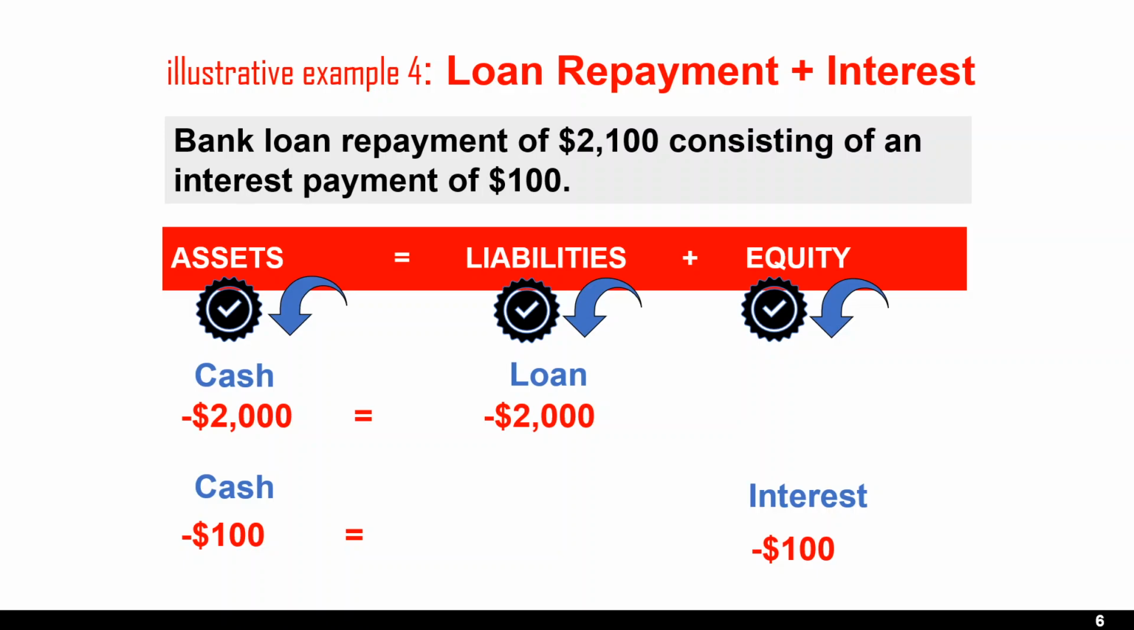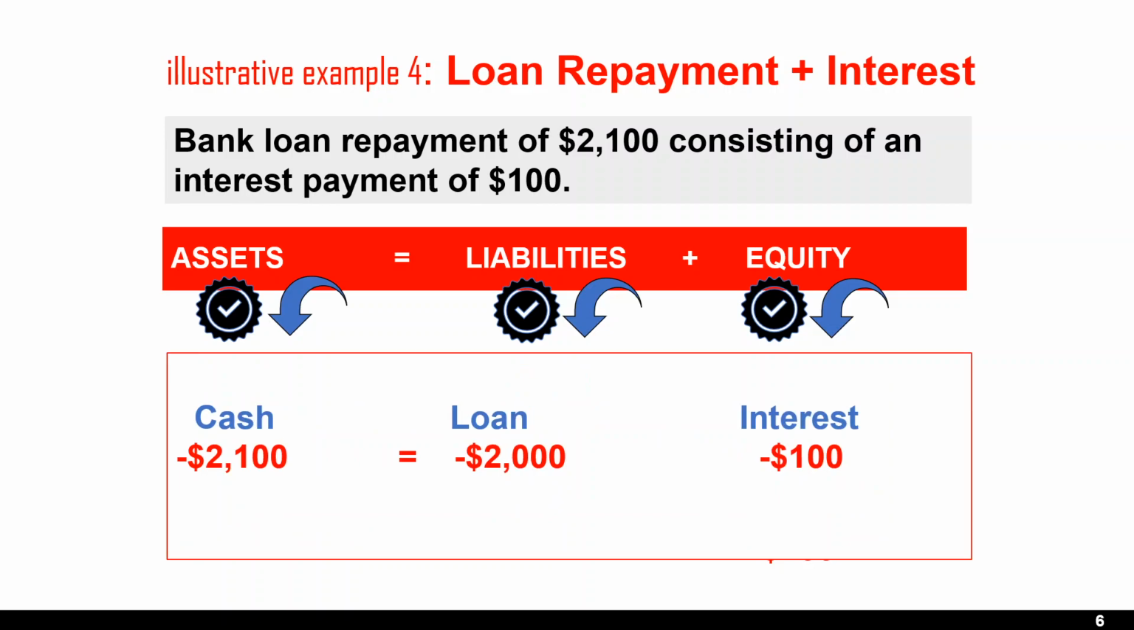If you can think the logic quickly, you don't need to do two recordings, two steps. Instead, cash asset decreased by 2,100. Loan repayment is only 2,000. So the loan liability decreased by 2,000. And the interest is an expense, so it decreases equity by $100.